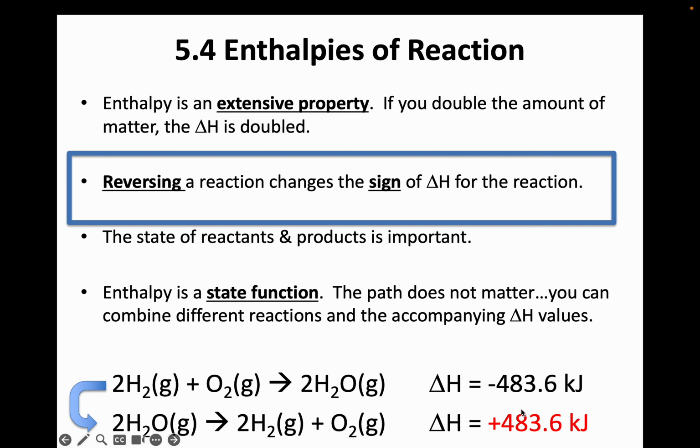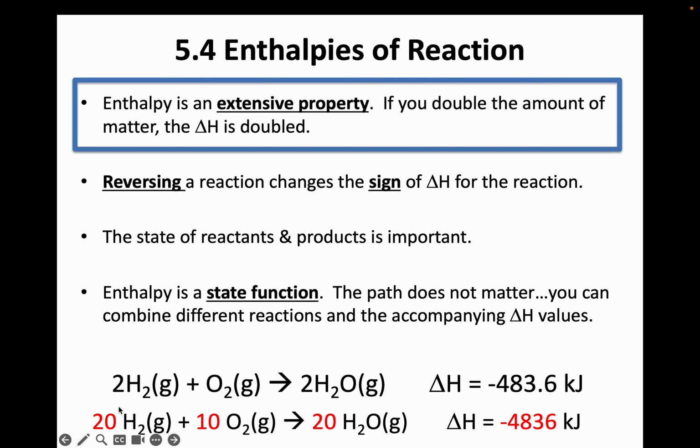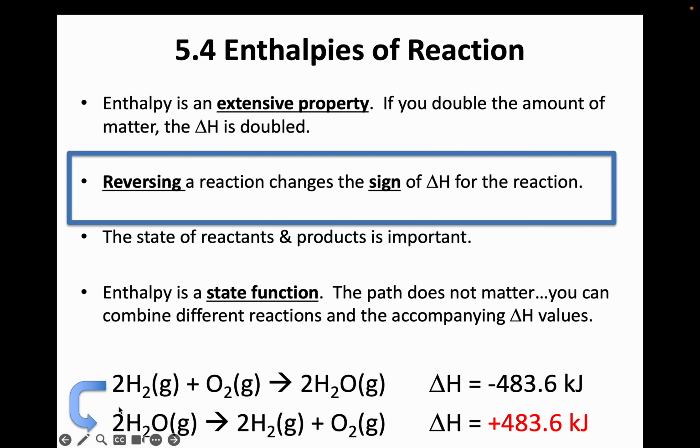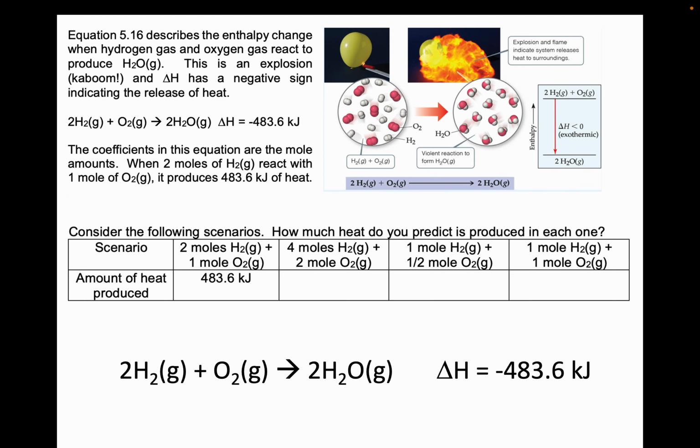Second, reversing a reaction is going to change the sign for the enthalpy change. If we are looking at the reaction H2 plus O2 to give H2O, if we switch that around, we'll still have the same magnitude for the enthalpy change, but the sign changes. Those are two ideas that we want to be able to apply.